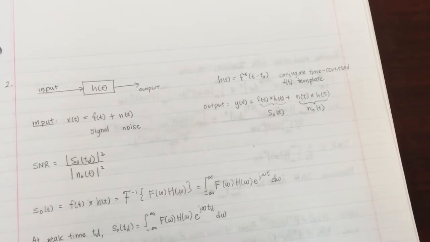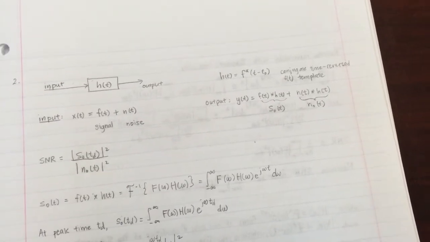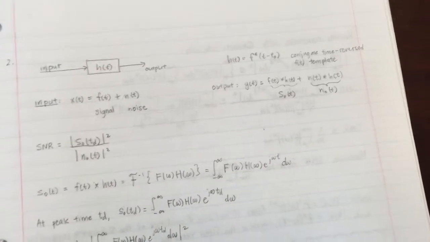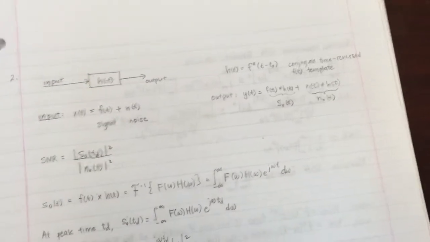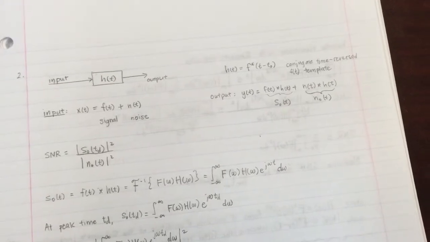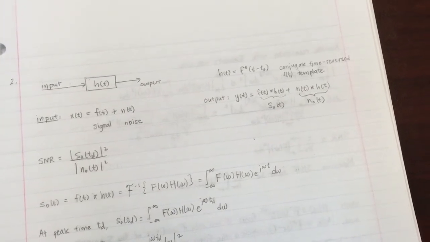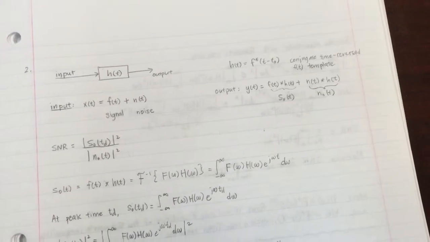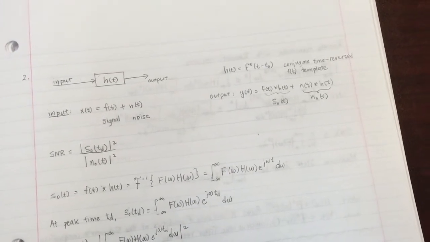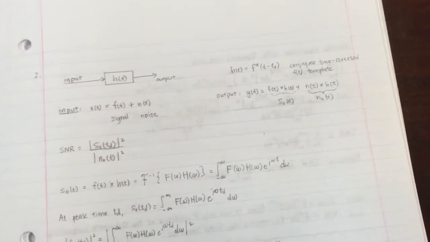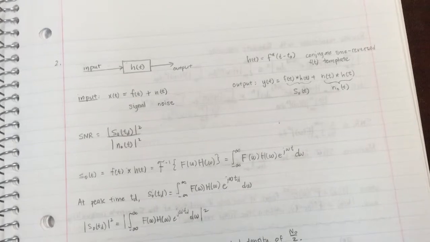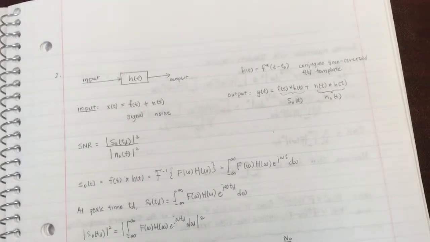Problem 2 gives us an input signal which goes through an impulse response h(t) to produce the output. It says to show that h(t) equals f conjugate of (t naught minus t) is the best receiver that maximizes the output signal to noise ratio. Basically, this problem wants us to derive the matched filter equation.